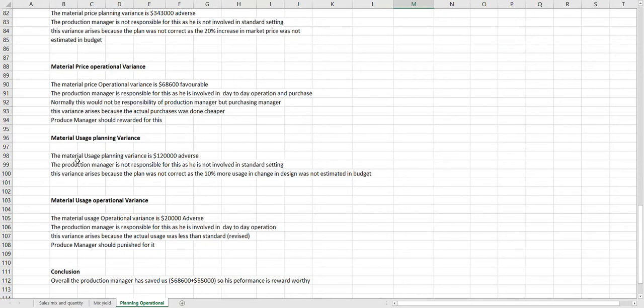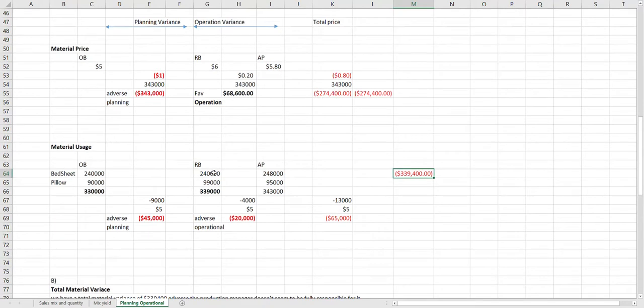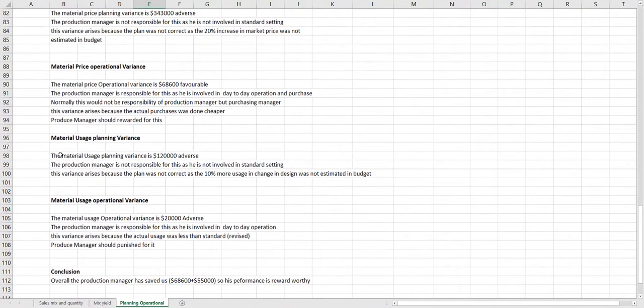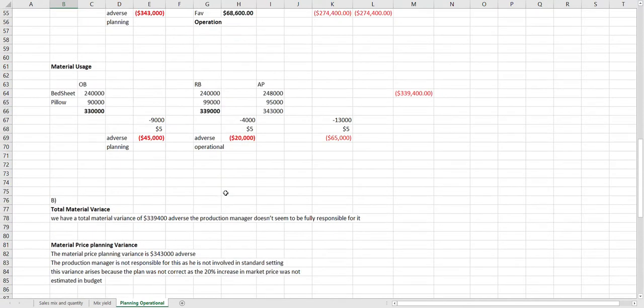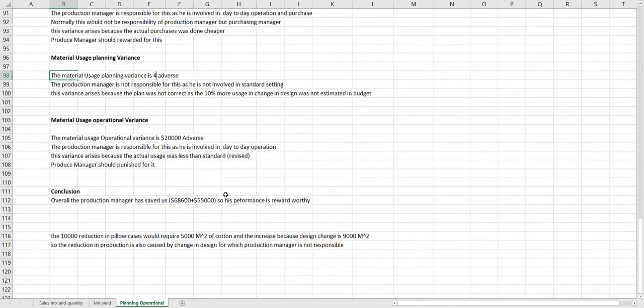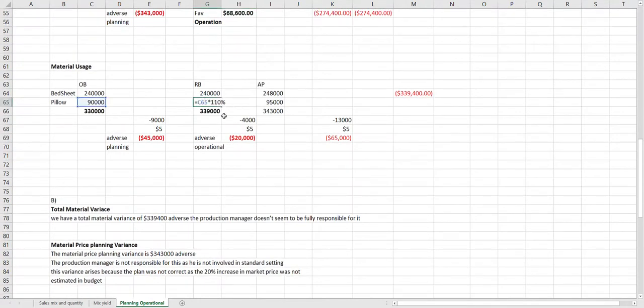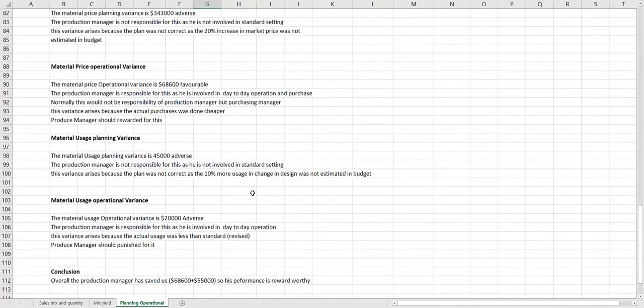And then we have usage, planning, why have I written 120,000 here? Material usage planning is 45,000 adverse, that's right here. Production manager is not responsible for this as he's not involved in standard setting. This variance arises because the plan was not correct as the 10% more usage in the design was not estimated. Did I write here 10%? Yeah, that's right. This variance arises because the plan was not correct, as 10% more usage and change in design was not estimated.